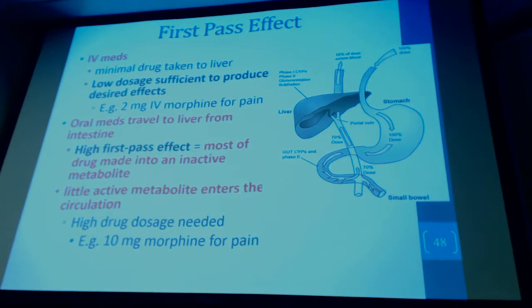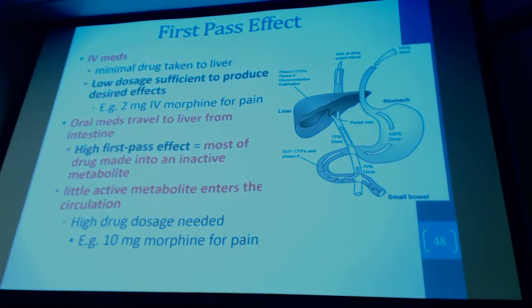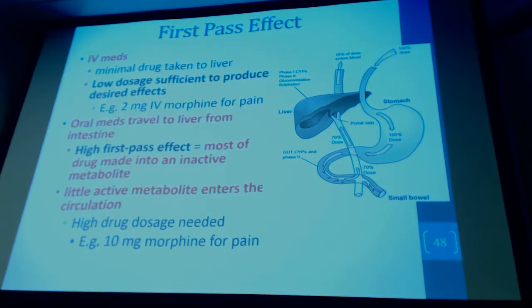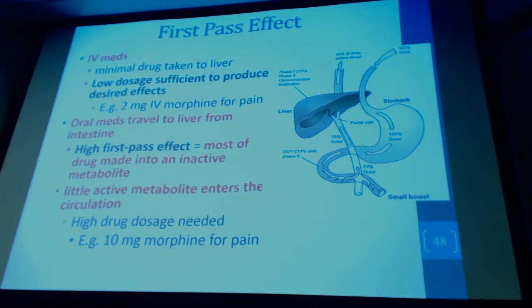If you give the drug orally, it goes into the intestine, the blood system drains into the liver, and the liver metabolizes most of that morphine. So you have to give 10 milligrams by mouth to get the same effect as 2 milligrams IV. Does that make sense? Because IV, it doesn't go to the liver, it goes boom.